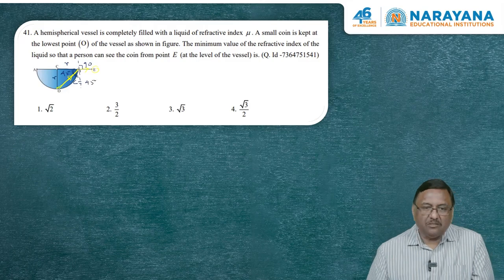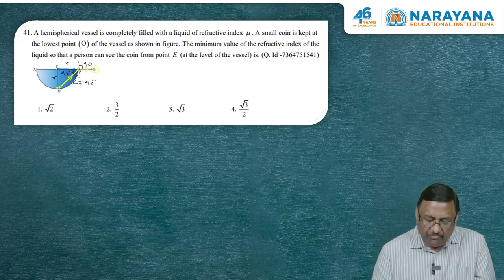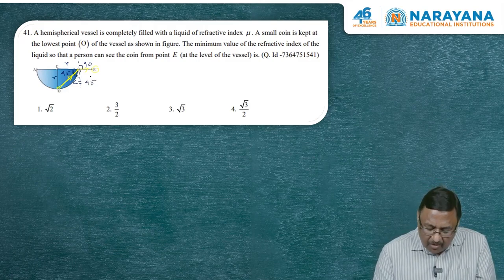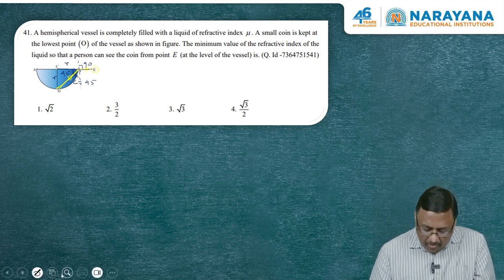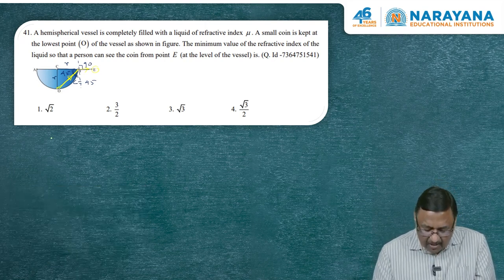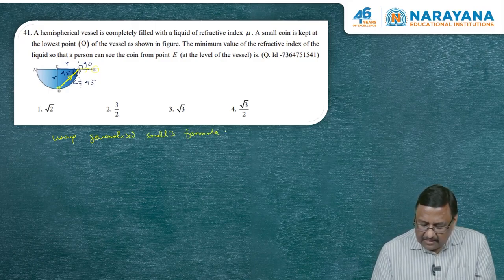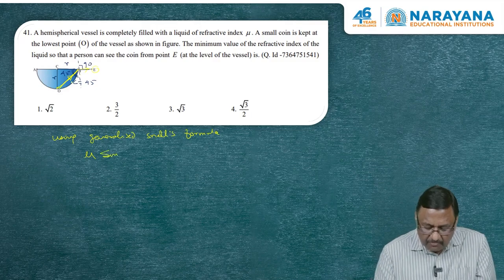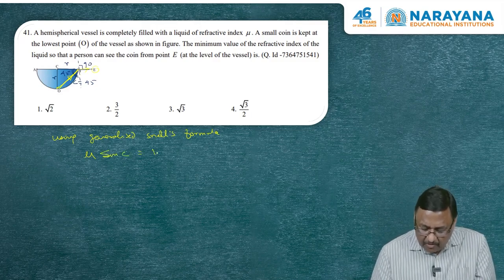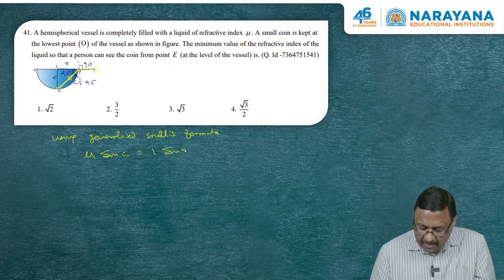How much is 45 degree? If C is going to be my 45 degree, this is what I can write now. There is an emergence in this direction, so you use the generalized Snell's formula. Using this generalized Snell's formula, I can write it easily. In this medium, that is in the liquid, refractive index, let me say, is mu into sine C, that is given to be C, and that is going to be here mu of air into sine 90 degree.